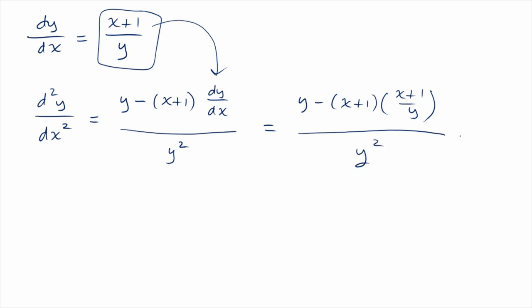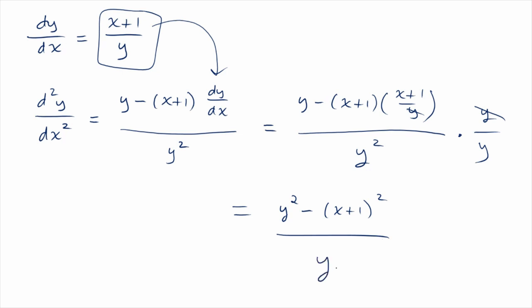Now let's multiply top and bottom by y. That's going to give us y squared minus, these y's would divide out, and we're left with x plus 1 times x plus 1, or x plus 1 squared, over y squared times y, or y cubed.